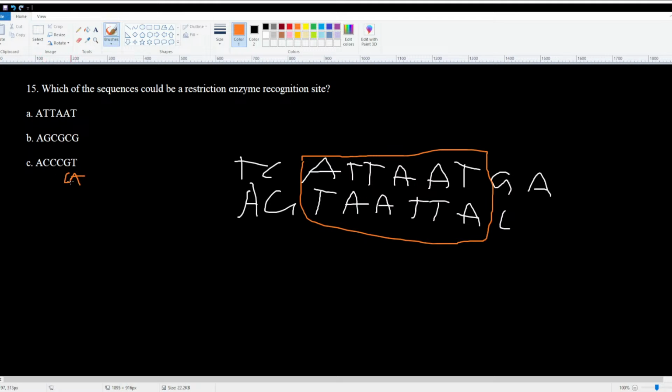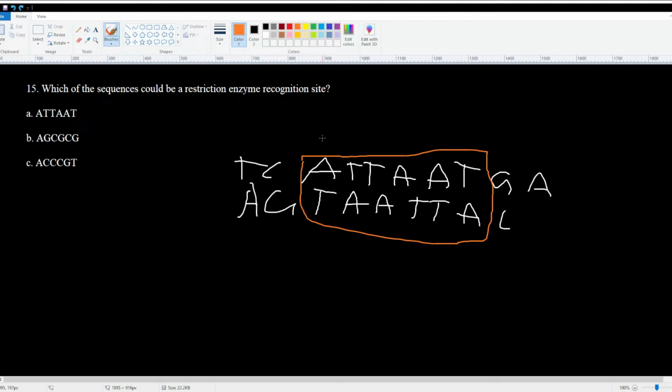So let's just sequence it out real quick. It would not be the same thing. It would be slightly different. This would not be the same thing either. These would both be different. So this is the most common type of palindromic site, ATTAAT.